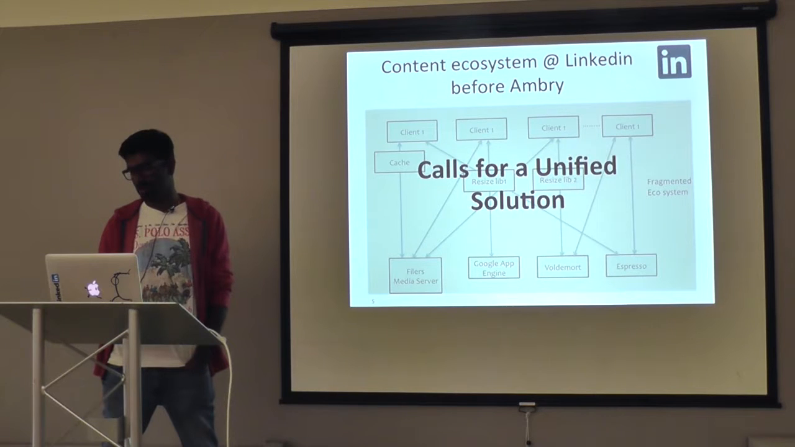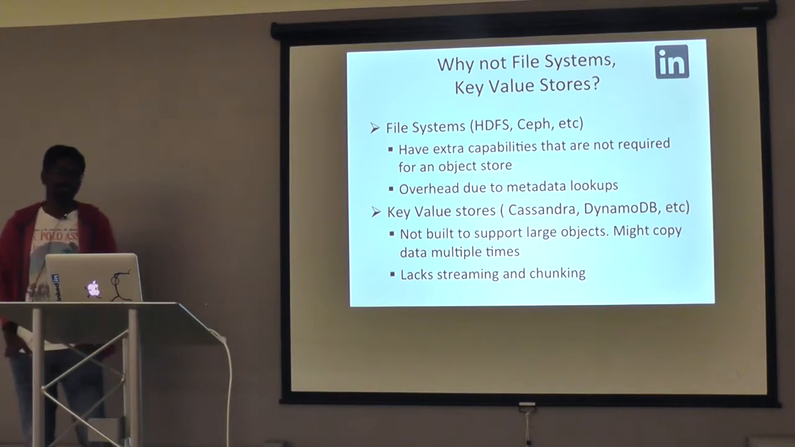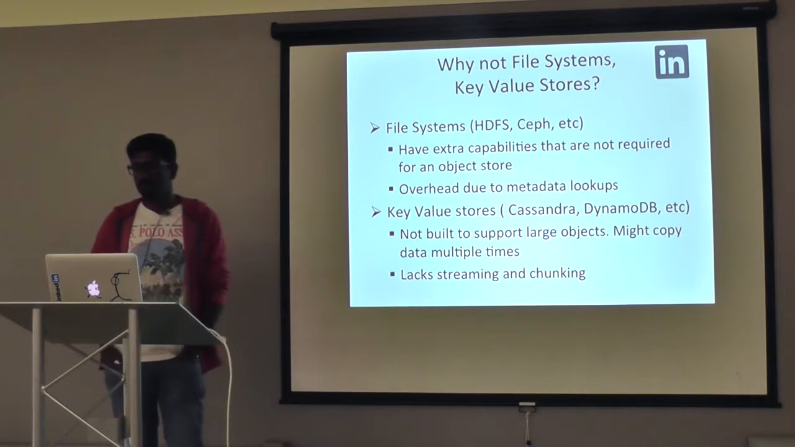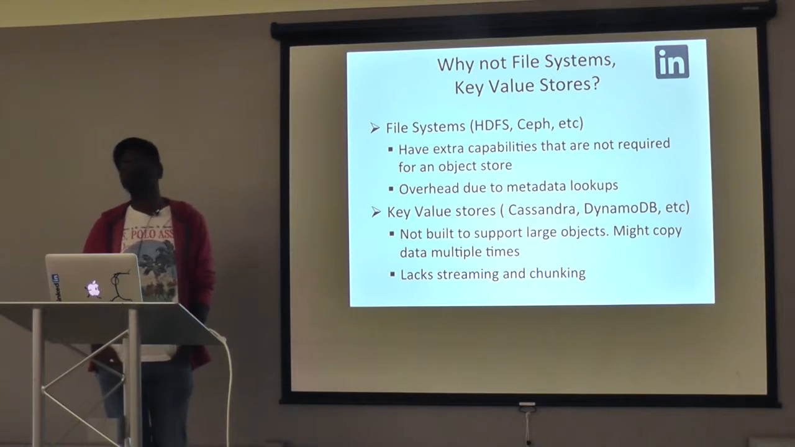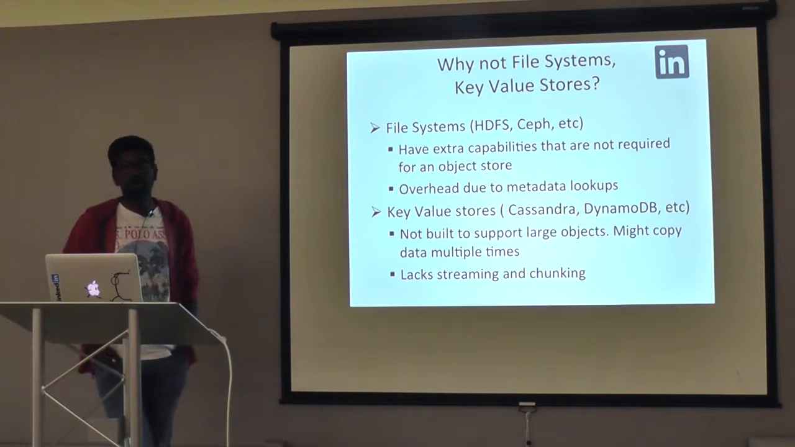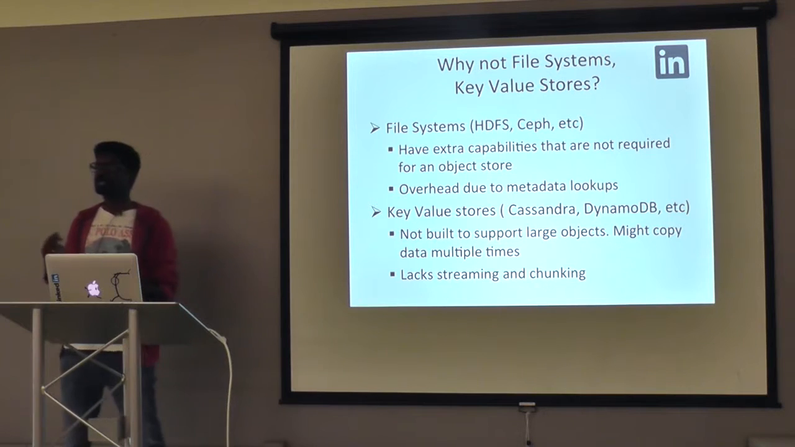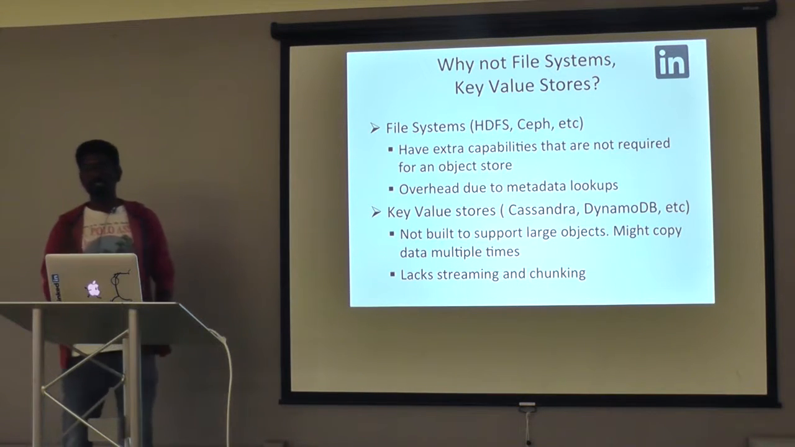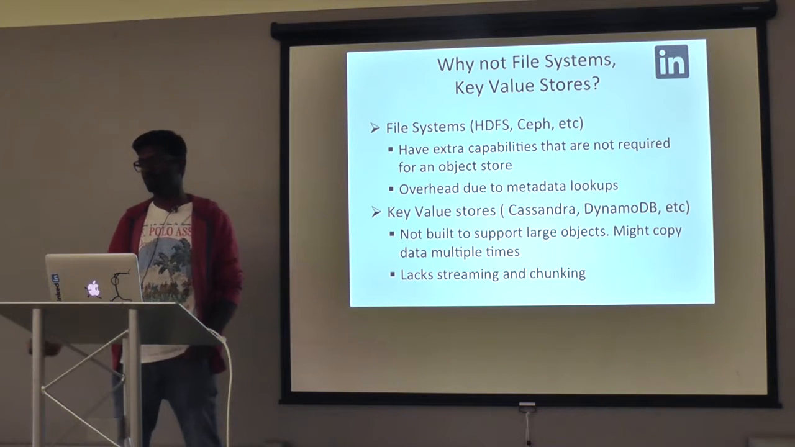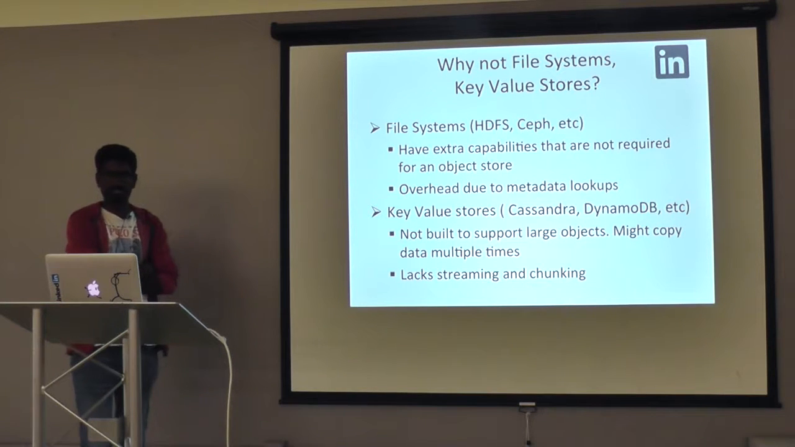We looked up the available options. The first question which might come to your mind is, why not use any of the available file systems out there? We felt like most of the file systems had certain extra capabilities which are unnecessary for an object store. For example, they had a hierarchical directory structure, and they were mapping each object to a separate file. So this involves at least a minimum of 3 disk reads per lookup or per read of an object. This adds a lot more latency to your fetch.